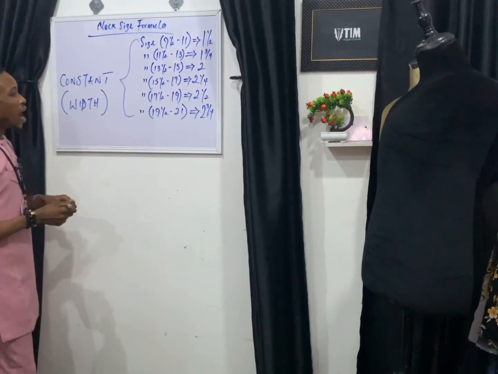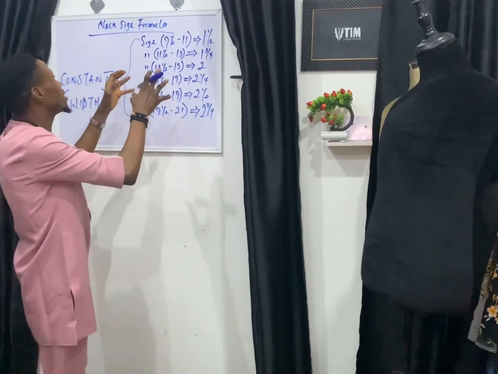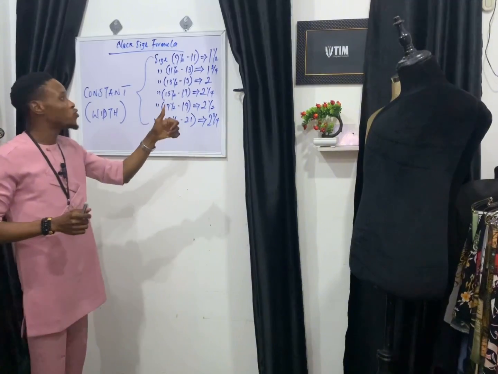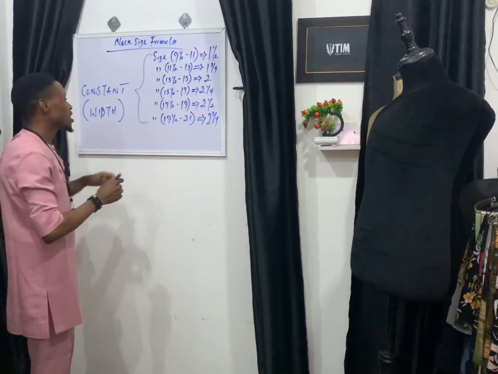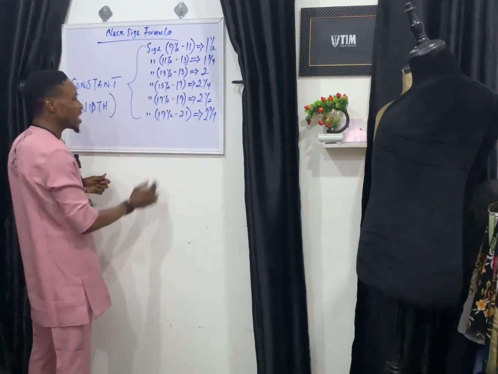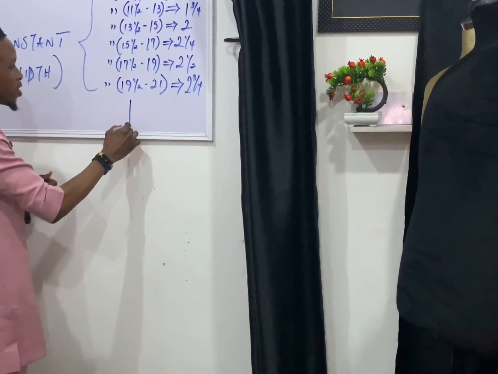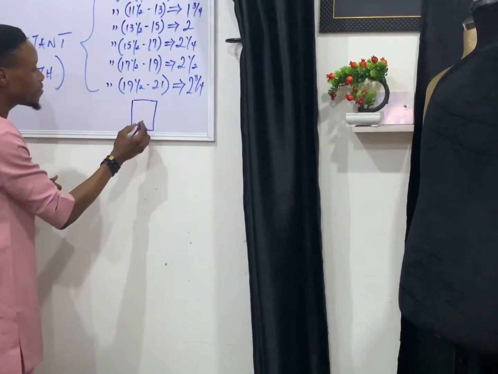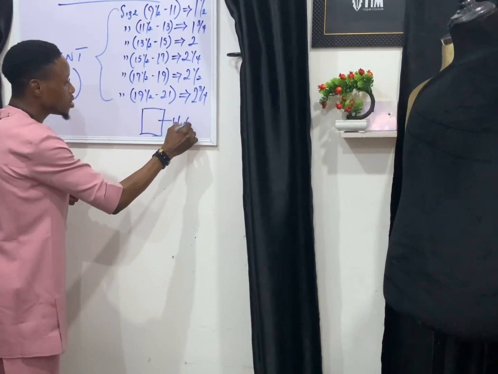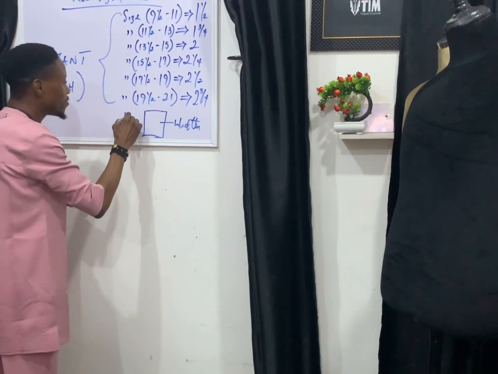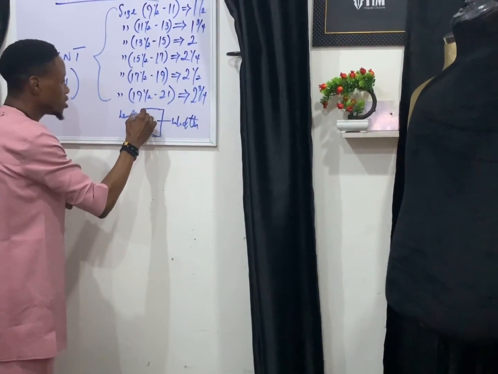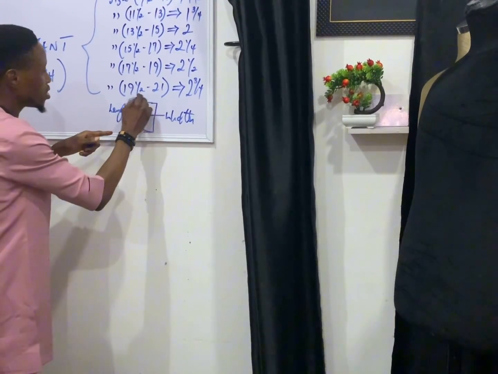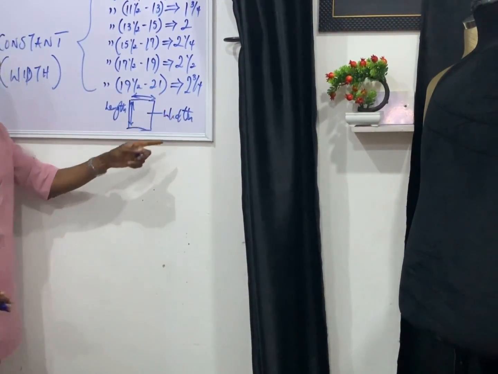Now I want you to understand that when you are dealing with a customer's neck size, specifically for kaftan, native wears, senator wears, and the likes, when you're taking your neck size measurement, something of this form, you will have from here to this side, the width. Let me name this the width, and you also have the length. This is what I mean by the length, and for the width, this is what I mean by the width.